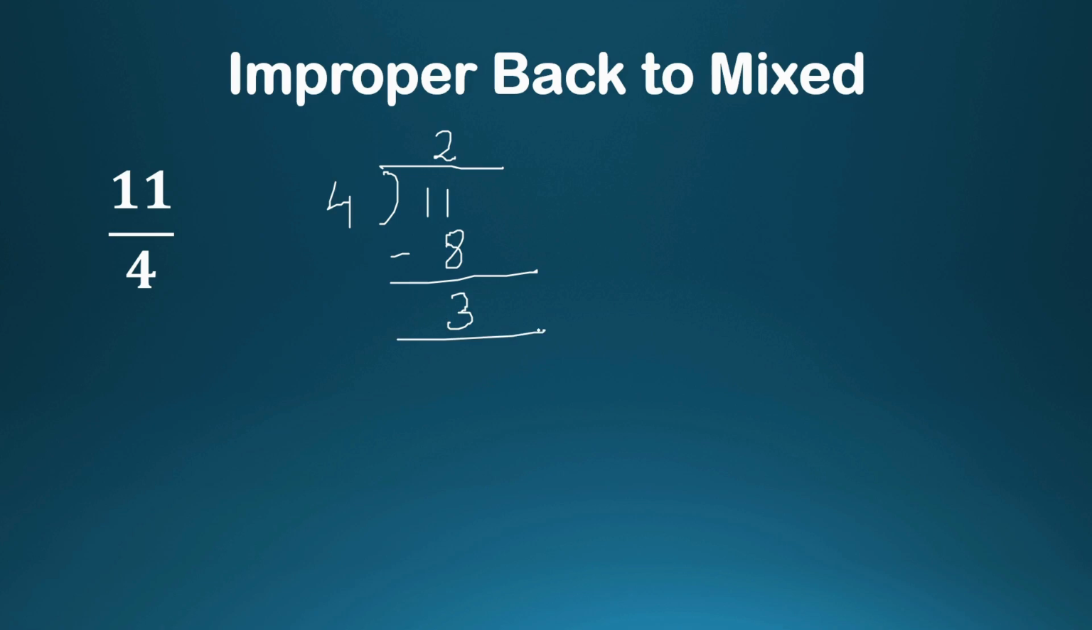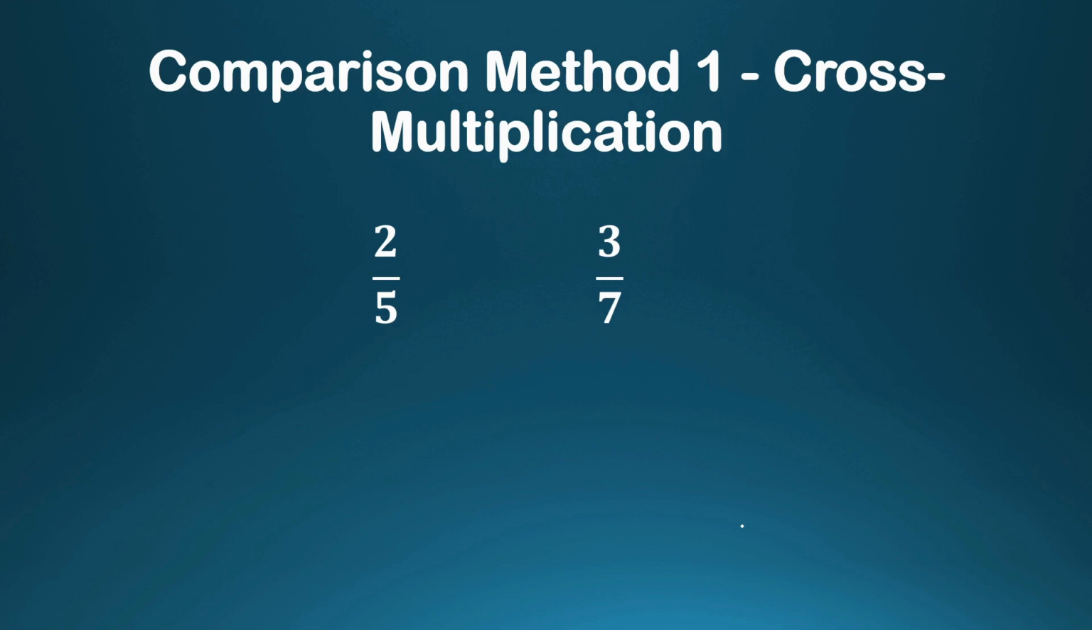Now, how do we convert this improper fraction to a mixed fraction? The quotient, that is 2, will become our whole number. The remainder will become our numerator, and the divisor will become our denominator. So the new fraction will be 2 3/4. Isn't that simple? Now that we can convert everything, let's tackle comparison.